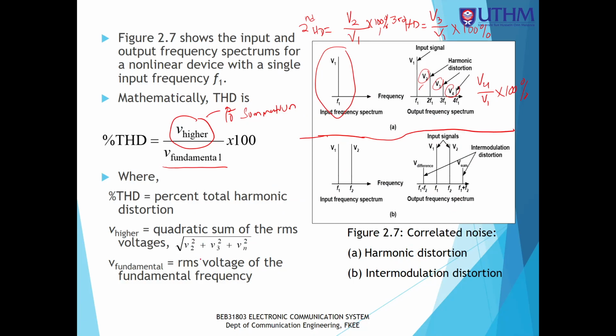So that means if I rewrite this one, THD is equal to the quadratic summation, V2 square plus V3 square until Vn square, divided with V fundamental, which is V1. And then you can multiply it with 100%, so we can find it in terms of percentage value. So the value is X in terms of percent.